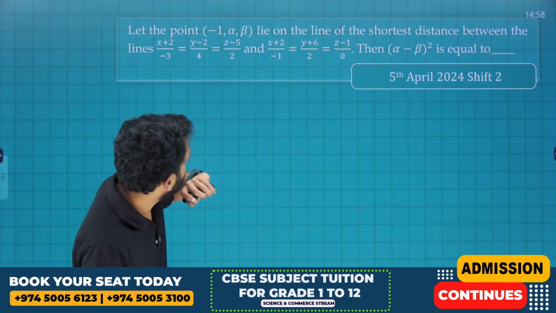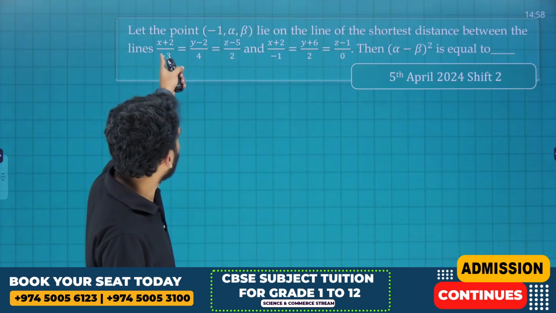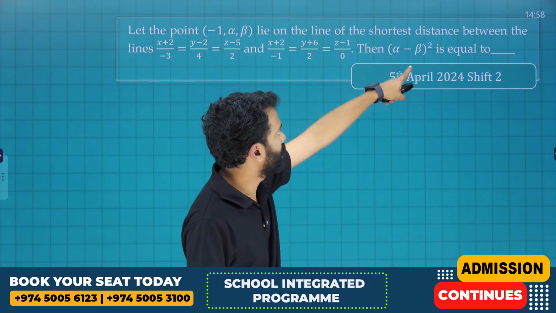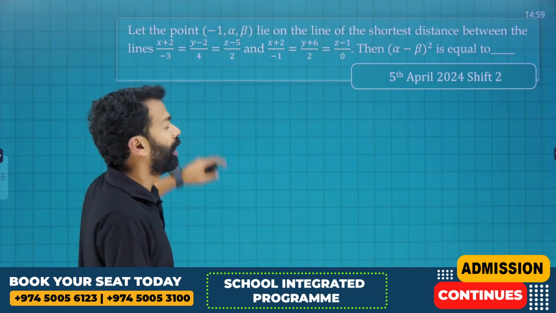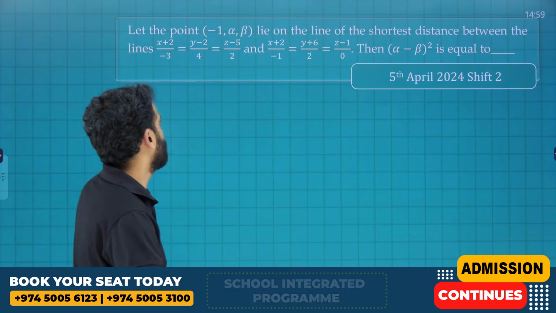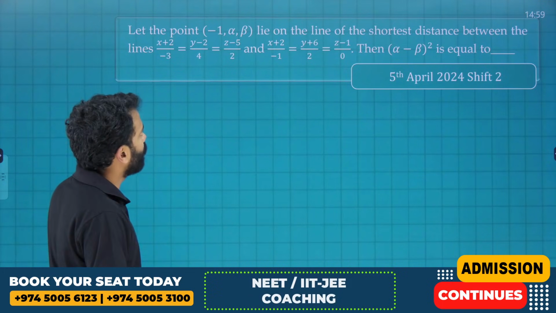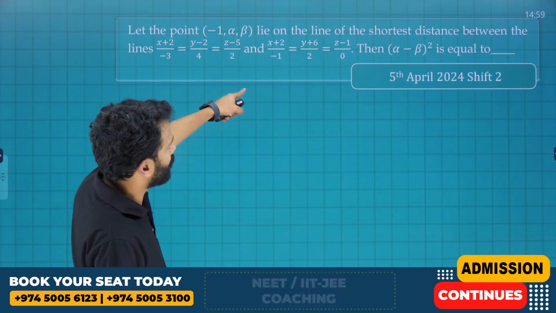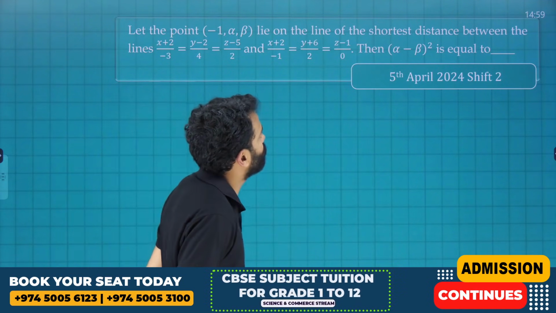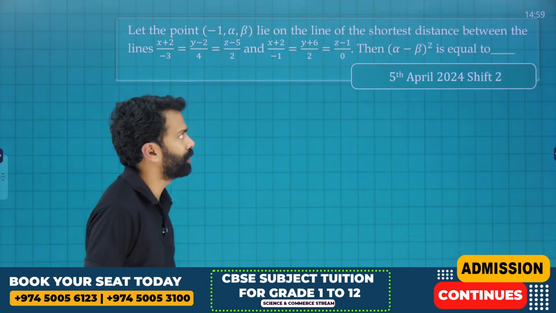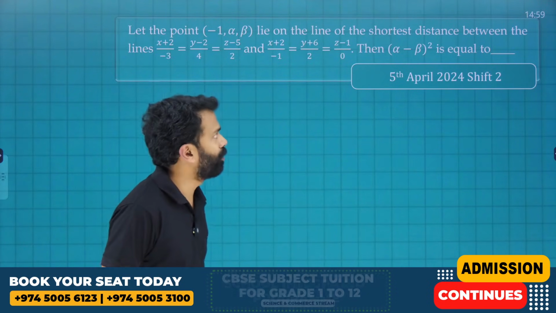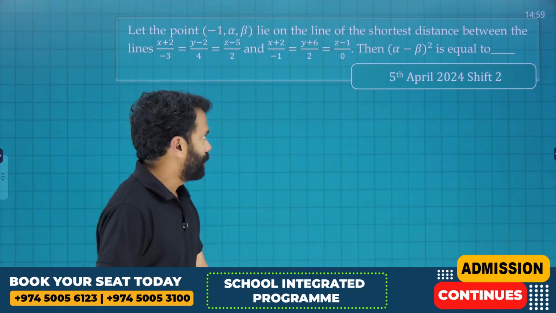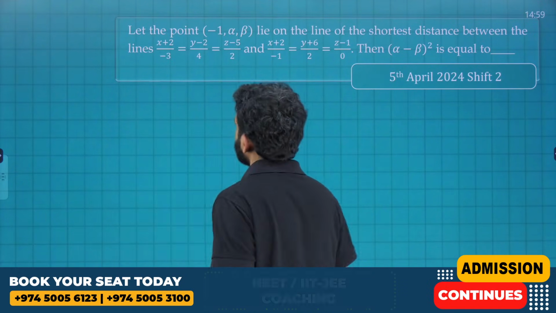Okay, next one. The point minus 1, alpha, beta lies on the line of shortest distance between the lines (x plus 2) by minus 3 is equal to (y minus 2) by 4 is equal to z minus 5, and (x plus 2) by minus 1 is equal to (y plus 6) by 2 is equal to (z minus 1) by 0. Then we need to find (alpha minus beta) whole square. Slightly lengthy one. Okay, doable.